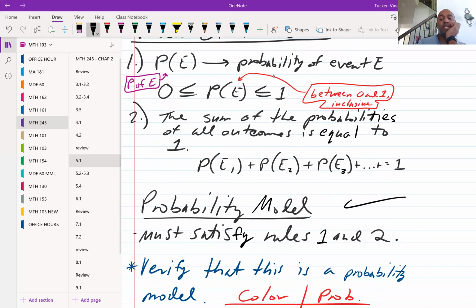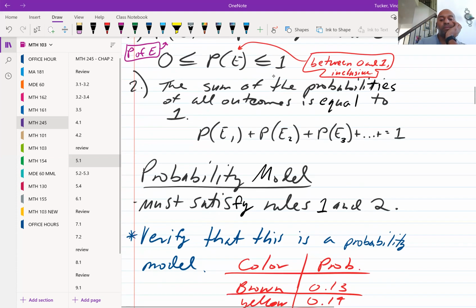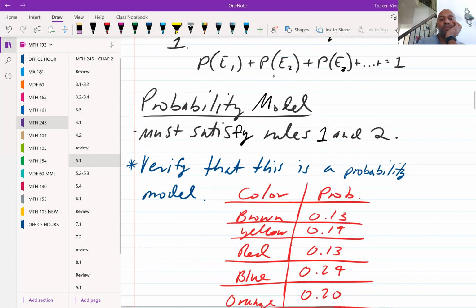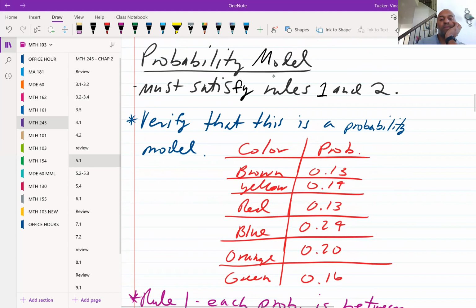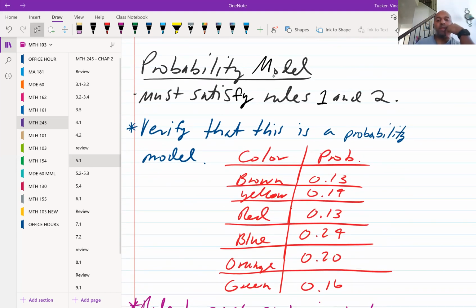So here's just a statement saying that the probability model must satisfy both rules 1 and 2, not just one or the other. Right. So give you a chance to copy this down, but we want to verify that this is a probability model.